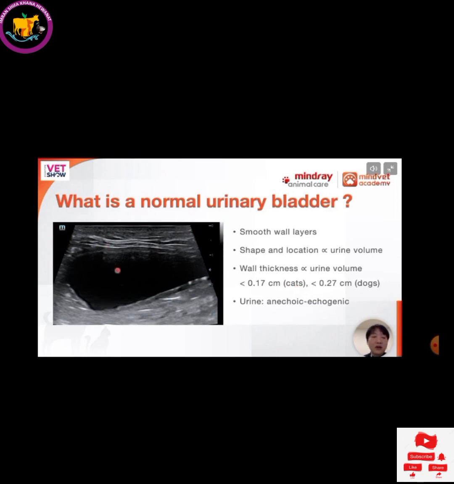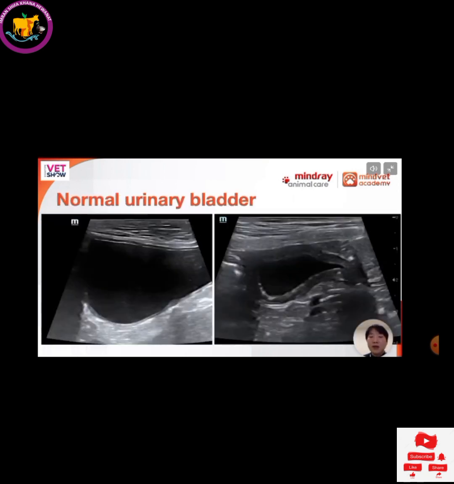Here is the urinary bladder. You must evaluate the apex, body, and the neck. This picture shows the different appearance of the urinary bladder wall depending on the urine volume in the same dog. In the left picture, you can see the bladder wall is thin due to marked urinary bladder distension. In contrast, the right picture shows the urinary bladder wall appearing thicker but with a smooth wall layer due to mild urinary bladder distension.